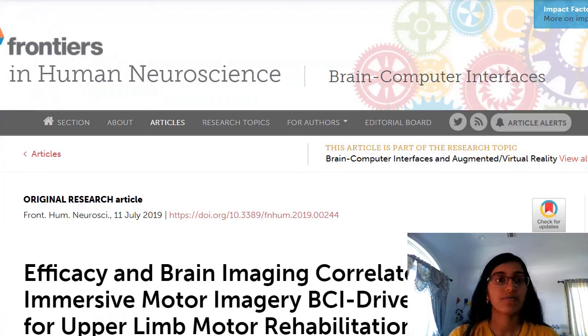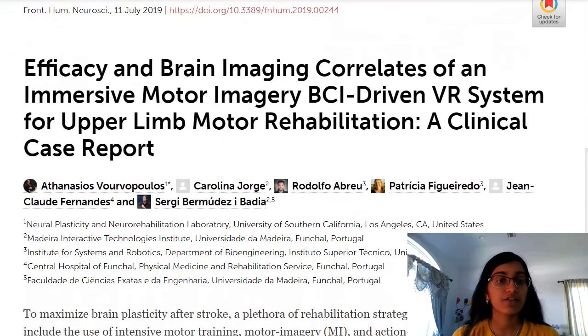So the article I found for today is from Frontiers in Human Neuroscience, and it's a clinical case report discussing the efficacy and brain imaging correlates of an immersive motor imagery BCI-driven VR system for upper limb motor rehabilitation.